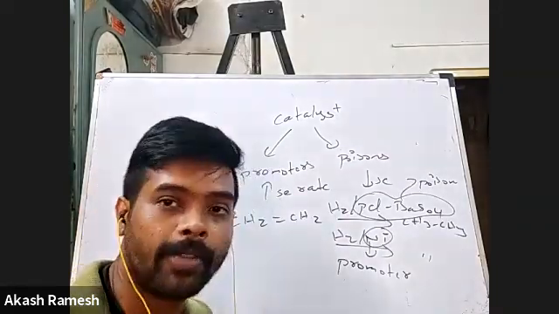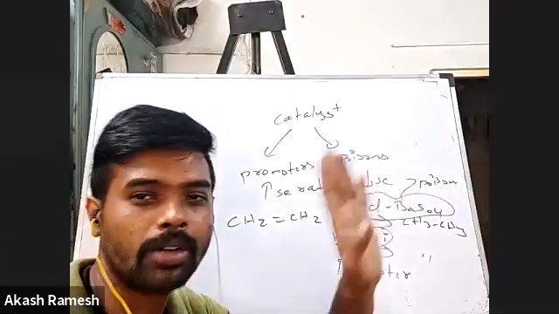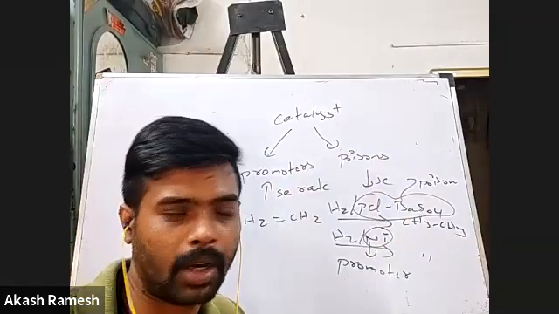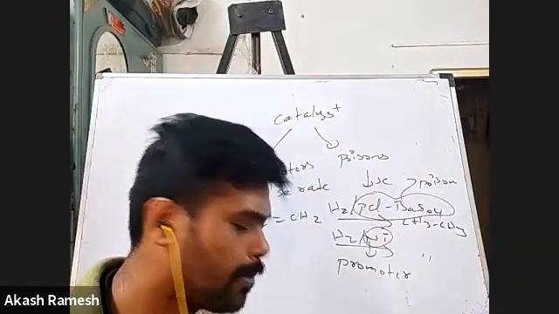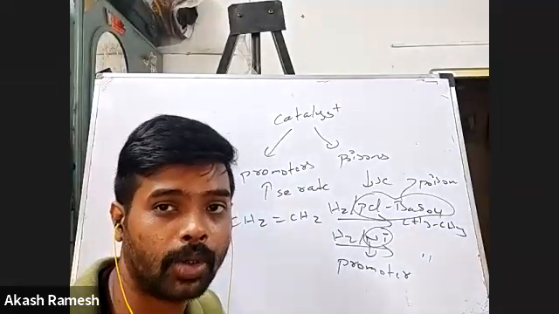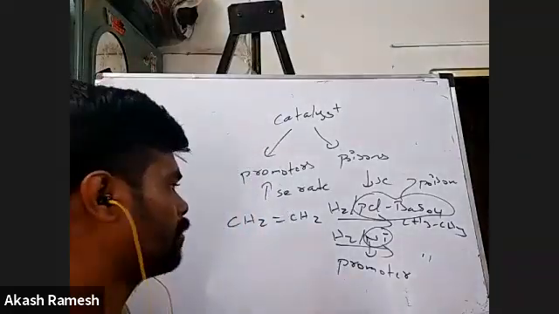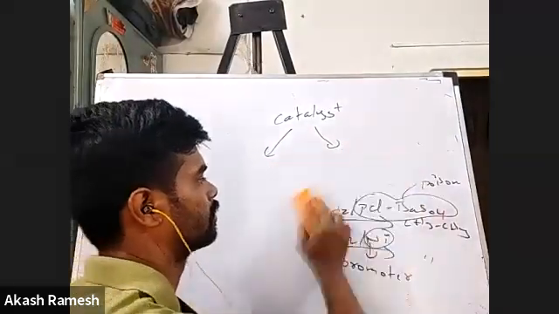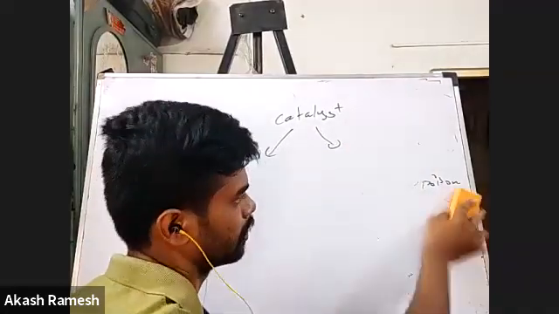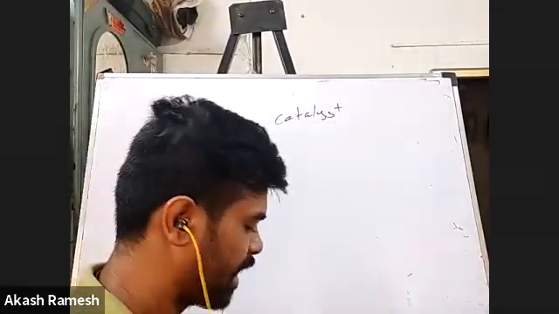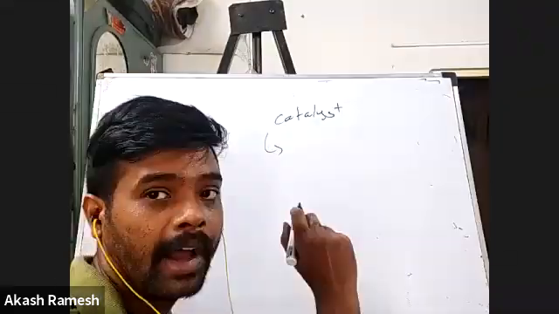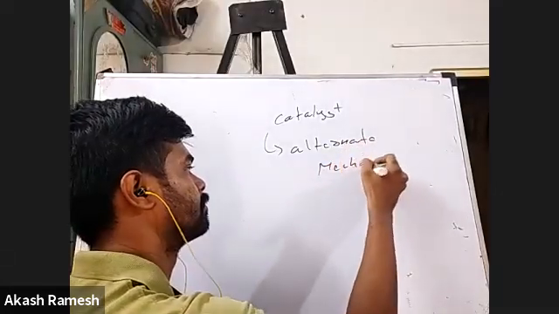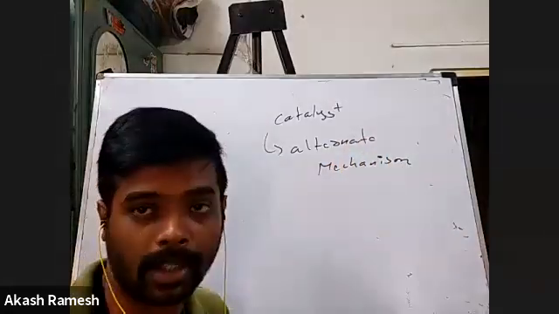We will not talk about poisons for now. So assume that catalysts are generally going to increase the rate of the reaction. So the question is, how is it able to increase the rate? I will put it this way: catalysts are going to provide an alternate mechanism.